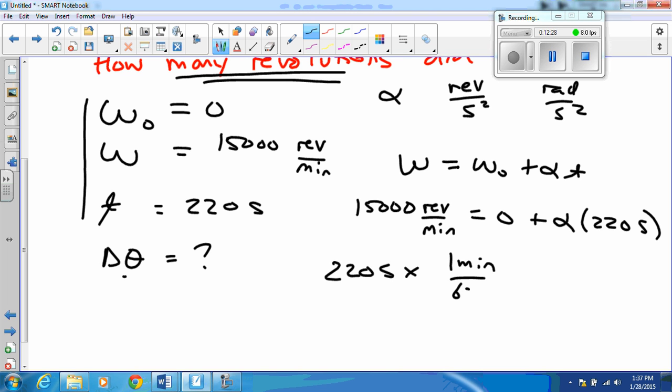Would it work if you did final minus initial equals 2 over time with the acceleration? That's just replicating the algebra we have from solving this. So 220 seconds should be 3 minutes and 2/3, right? 3.67 minutes.